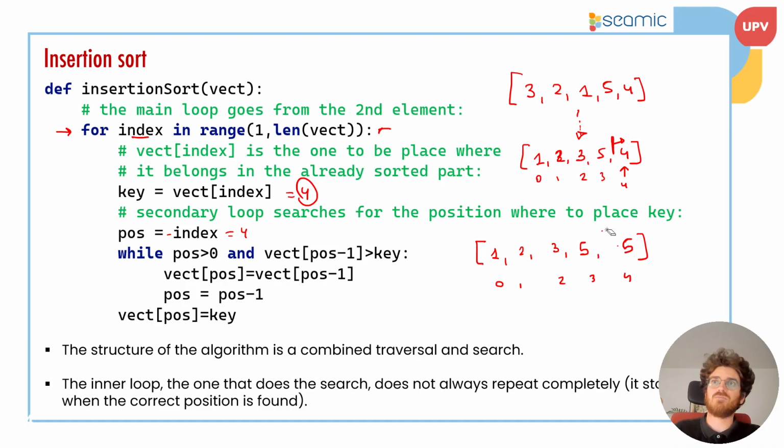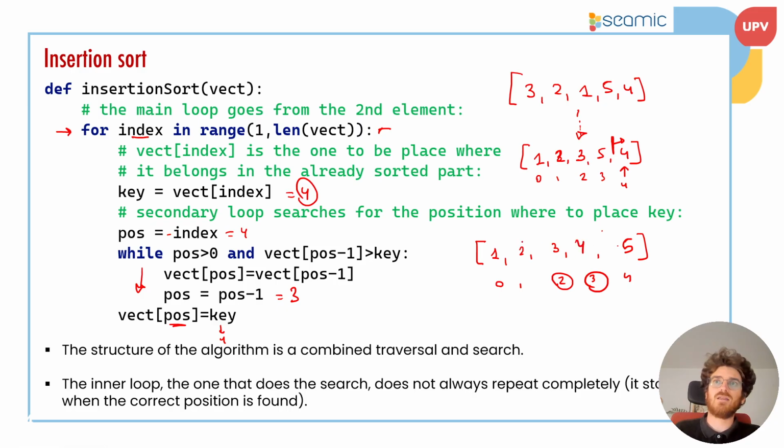Then we perform the same comparison. We say, okay, is 3 greater than 4? And in this case, it isn't. And thus this loop ends. And we go to the end here where it says the vector of the position, and position is 2 right now, is equal to the key, and key was 4. So, sorry, vector was 3. This position was 3. And then we delete this number 5 and obtain this number 4.